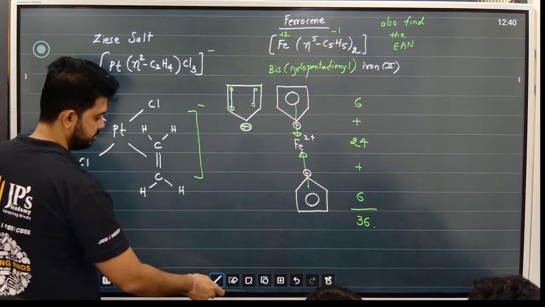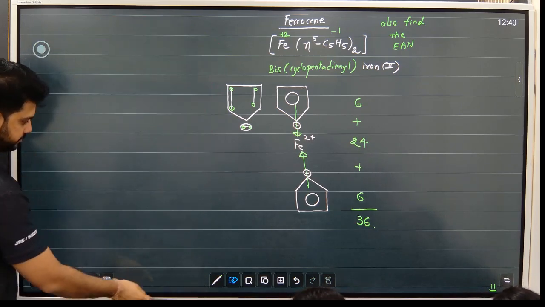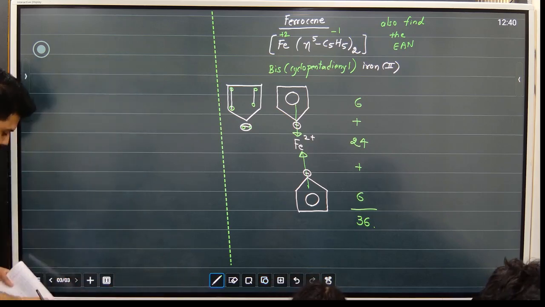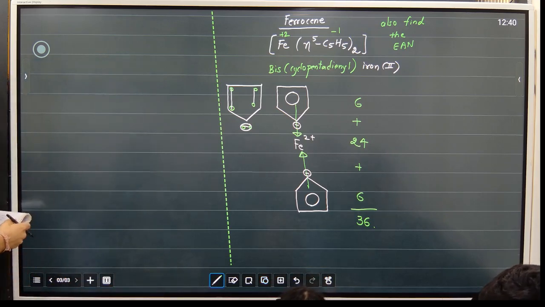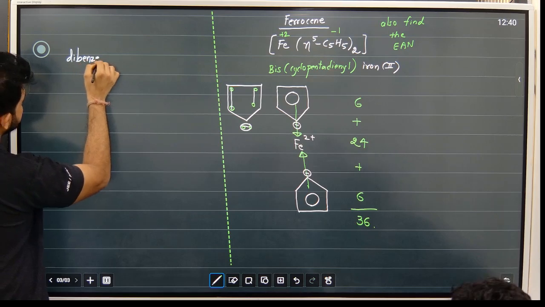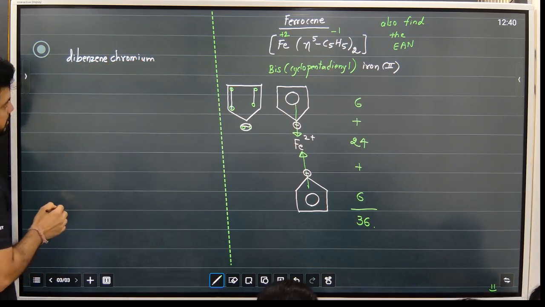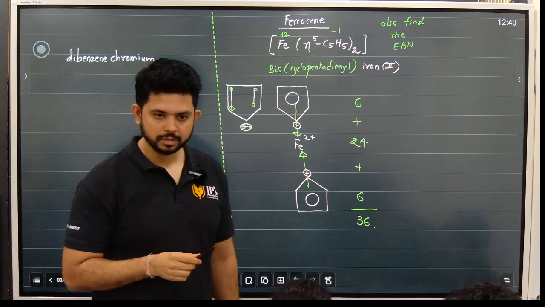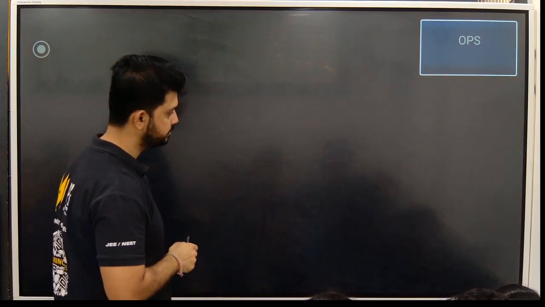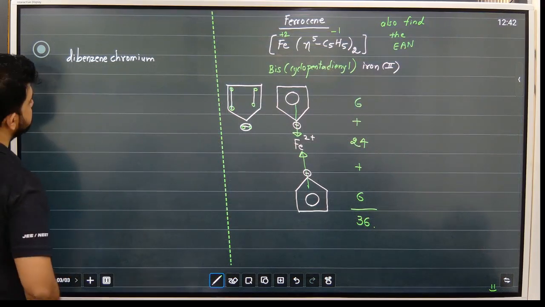Copy the example. Ferrocene. And there's one more. I'm so sorry. Pause that. Dibenzene chromium.